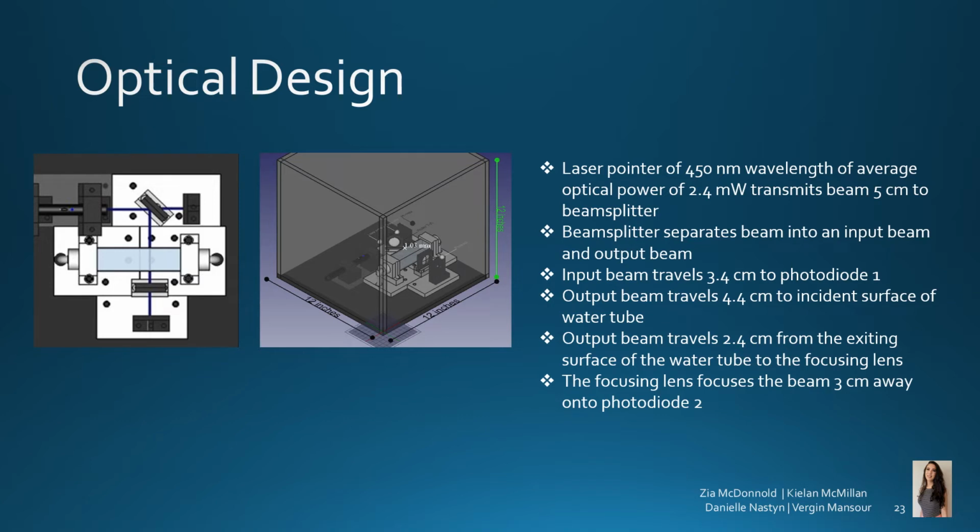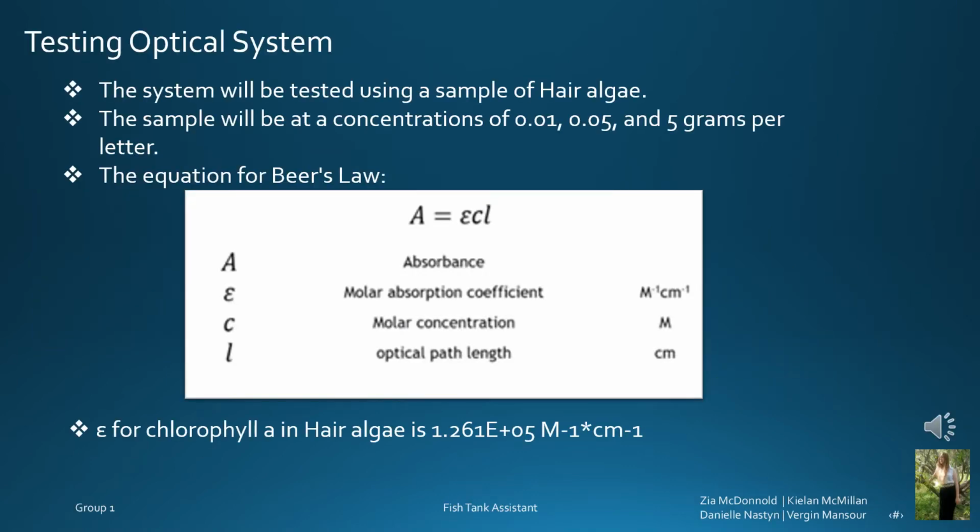Next, Zia will explain the optical system testing. We are going to test the optical system by comparing the calculated value for absorption using Beer's law and then compare that to the collected data.